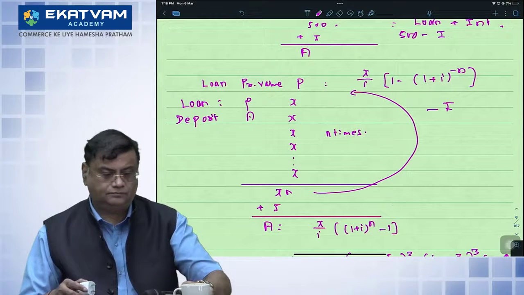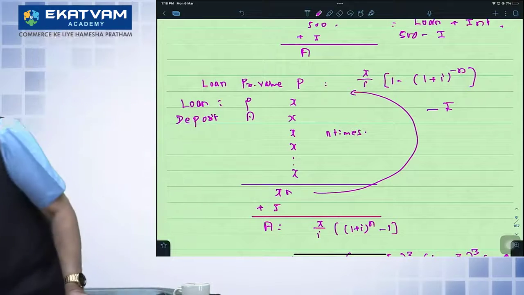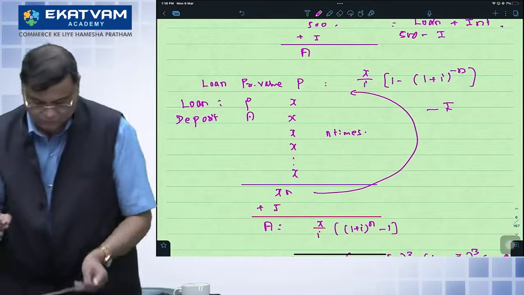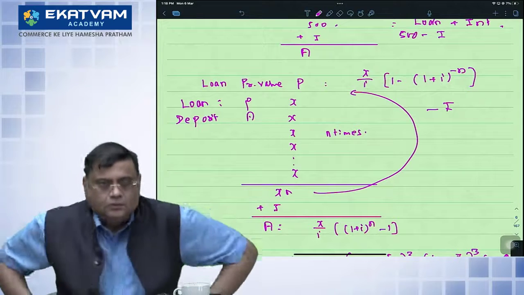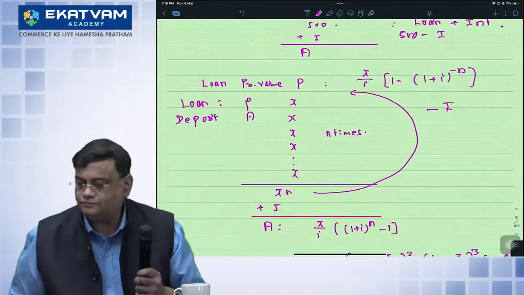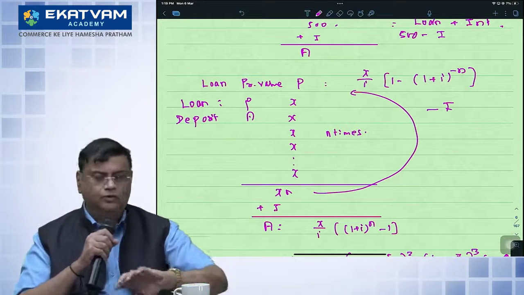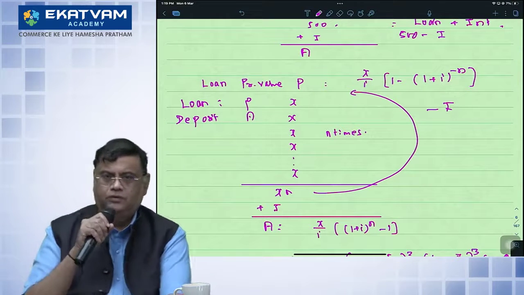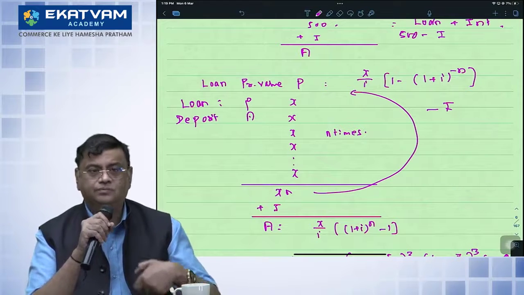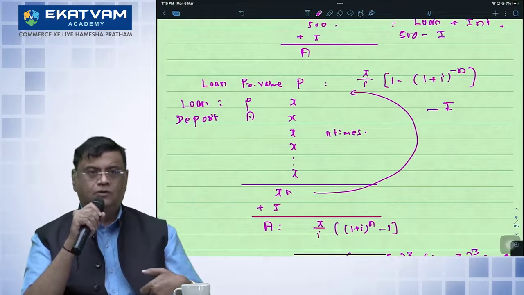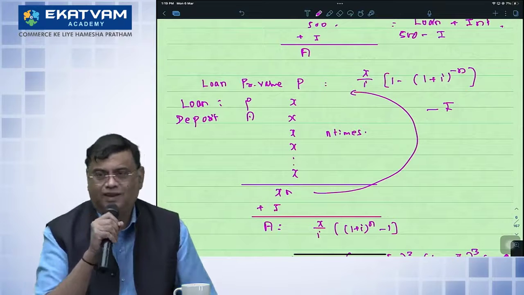लिखो ये टेबल. टेबल को लिखो. Please, is that clear to you? Is that concept clear to you? P and A. P is the loan and A is the future value in case of deposit. आपने जो बैंक को पैसा दिया है वो, उसमें इंटरेस्ट ऐड करके फ्यूचर वैल्यू मिलेगा और इंटरेस्ट सब्ट्रैक्ट करके लोन मिलेगा.